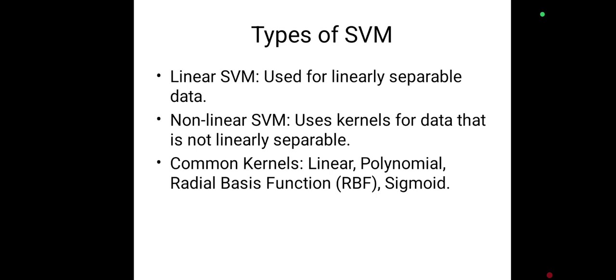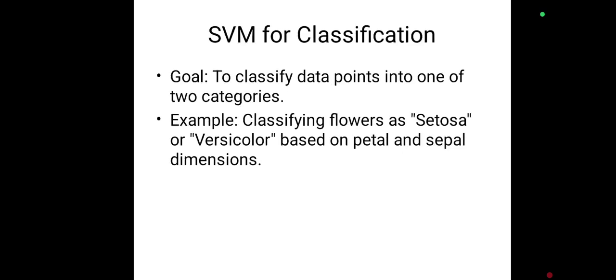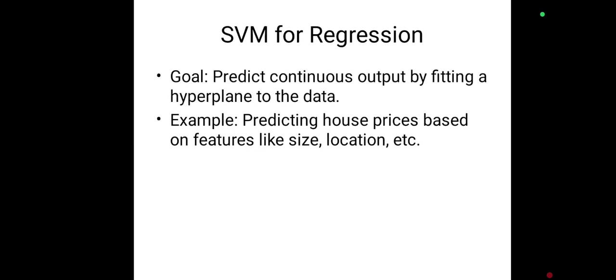So SVM, linear and non-linear, both are possible, as we have already discussed. Then SVM for classification, for example, the problem of iris flower categorization, in which there are different classes of flowers and they are identified on the basis of petal and sepal dimensions. For regression, we can use SVM for predicting house prices based on size, location, etc.